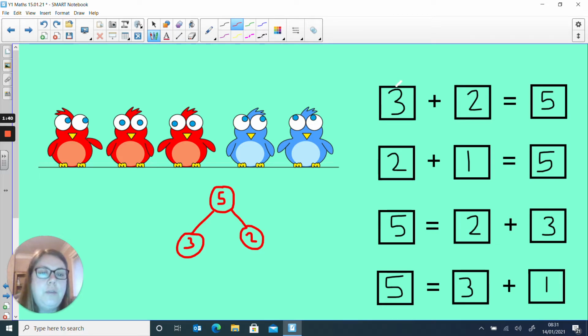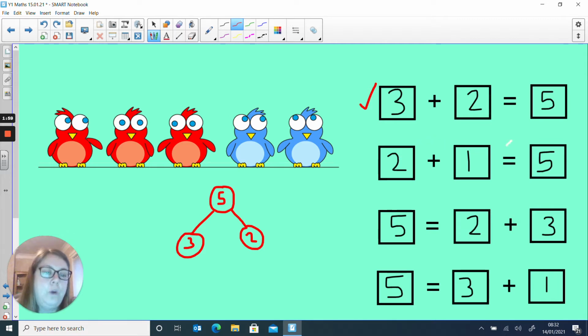I've written 3 and 2 equals 5. So I have 3 red owls and 2 blue owls, and the total is 5. So the whole is 5 and the parts are 3 and 2. Yeah, that one's right. So I can give myself a tick for that one. Let's have a look at the next one.